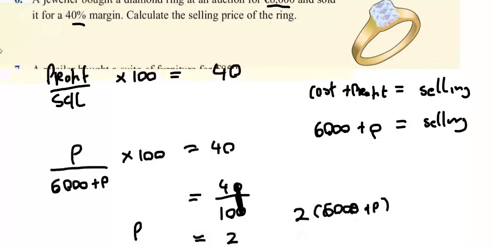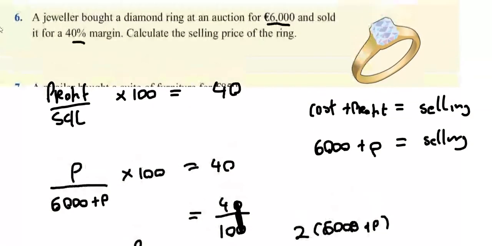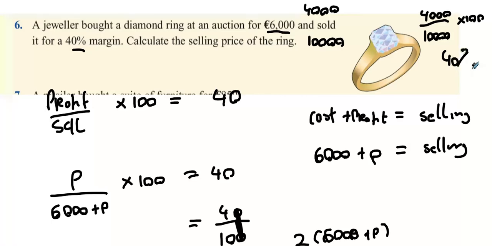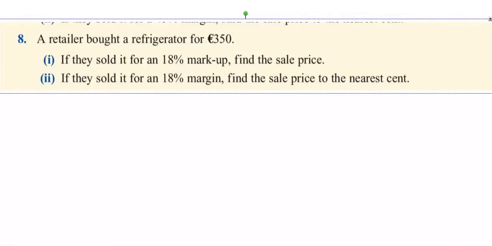Okay, and we can actually check this answer if you want. The selling price of the ring was your 6,000 euro and your 4,000 profit, which will make it 10,000. Now let's check your answer. Profit is 4,000, selling price is 10,000, and multiply that by 100, and what do you get? You get 40%. Okay, so that's question 6 done. So I've done 2, 4, and 6.